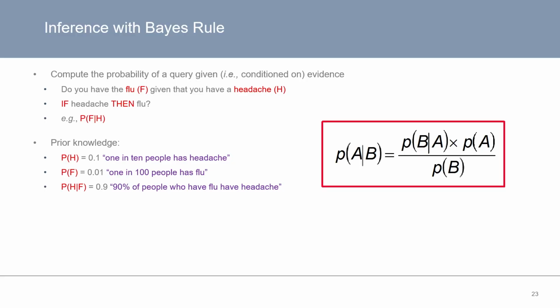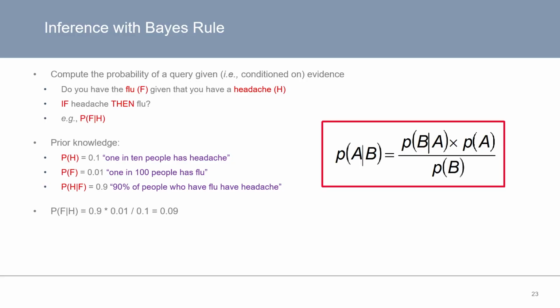In this case, let's say that we have the following prior knowledge. We know that the prior probability of having a headache is 0.1 or 10% of people. We also know that the prior probability of having the flu is 1 in 100, or 1% of people. And let's also assume we have the following conditional probability, or the probability of having a headache given that you have a flu, which perhaps we've collected through survey information to be about 90% of people.